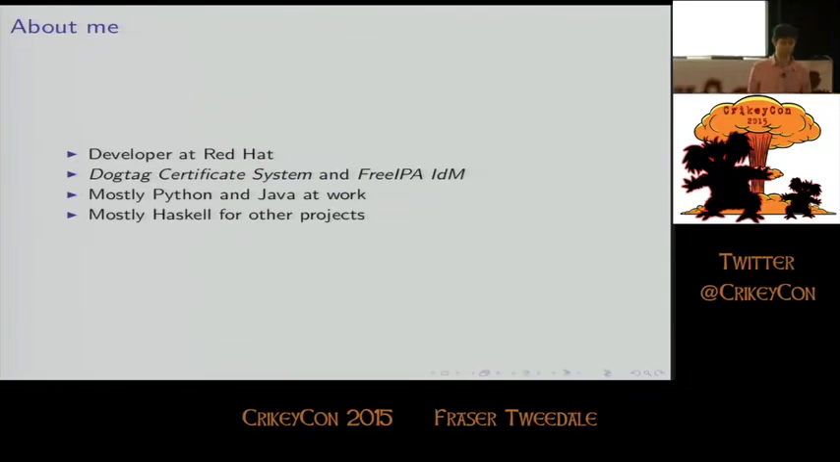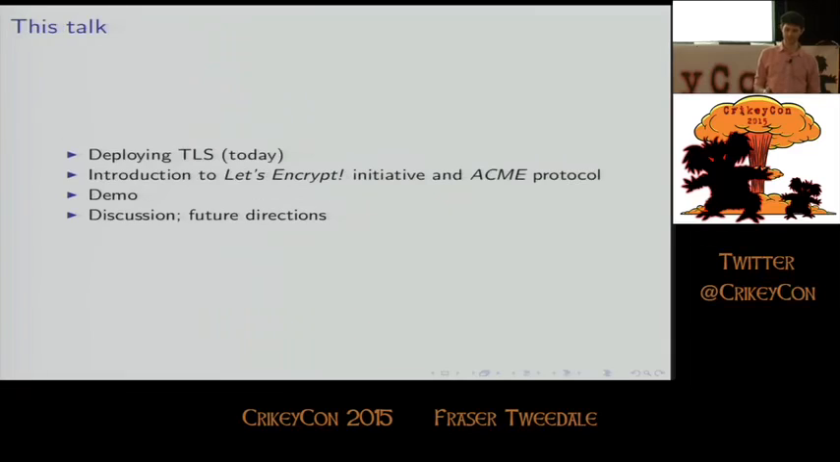So first a bit about me. I'm a developer at Red Hat. I work on the Dogtag certificate system, which is a certificate authority and OCSP responders, token management systems and so on, and the FreeIPA identity management suite. At work, I'm mainly using Java for Dogtag and Python for FreeIPA, but for my side projects and outside of work, I'm mainly writing Haskell these days.